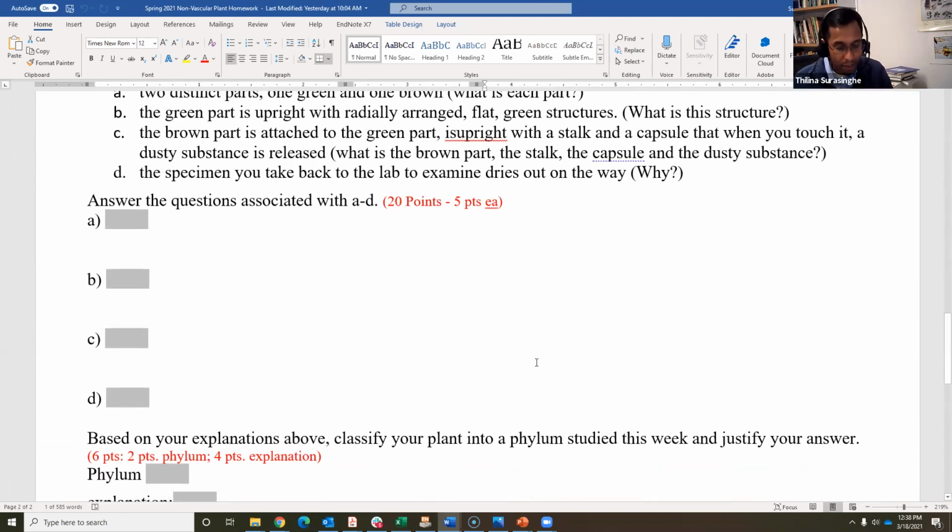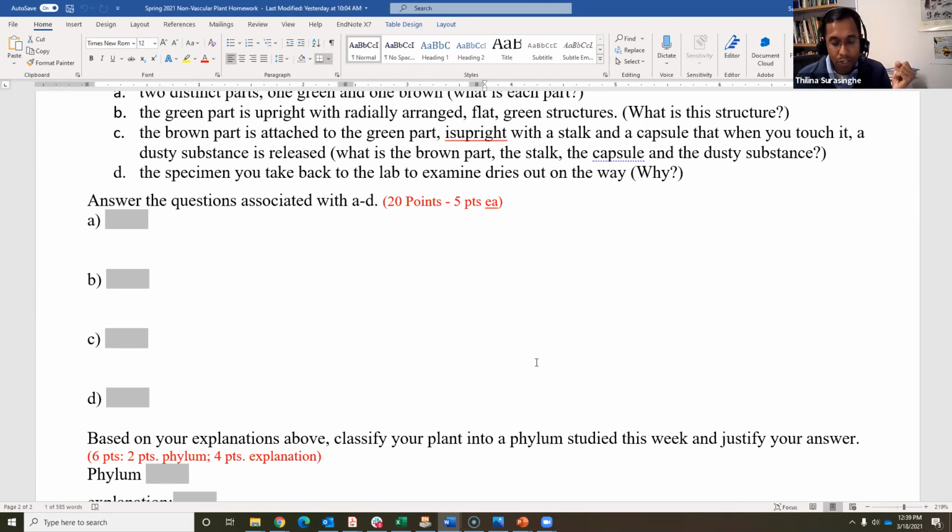The next part is really fun because we have provided you a description about a particular plant. We provide its characteristics. It says two distinct spots, one green, one yellow. Immediately you should see the green part should be the gametophyte. The brown part, yellow part, should be the sporophyte. It says the green part has radial symmetry. That tells you about the arrangement of the phyllids. When you touch the yellow-brown part, meaning the sporophyte, dusty substance is released. That should tell you that brown part is already releasing spores.